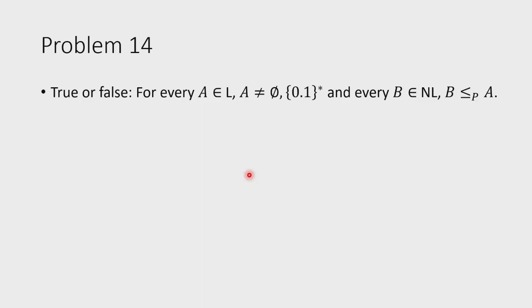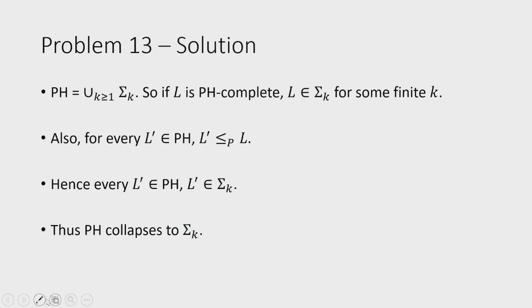For example, let me do it like this. I can also define an infinite hierarchy inside NP. How? Like this. What is NP? NP is equal to the union over k greater than or equal to 1 of NTIME(n to the k), right? So I have this infinite hierarchy inside NP.